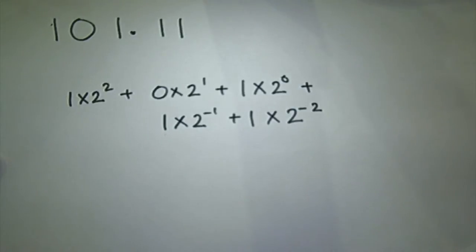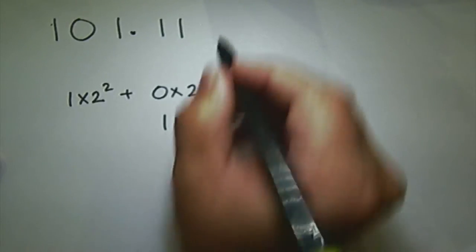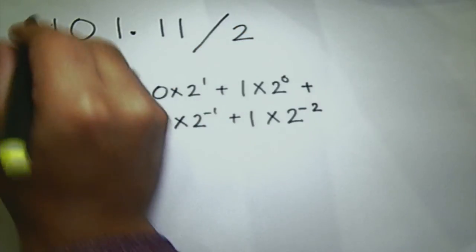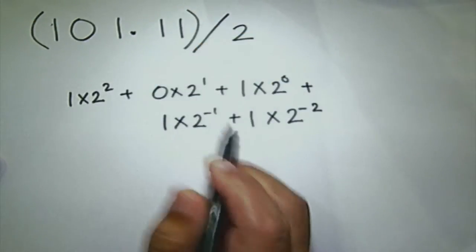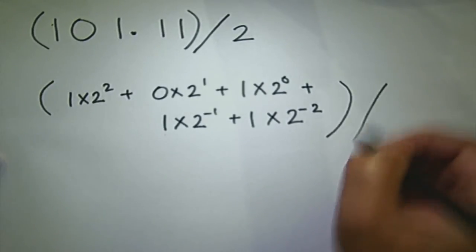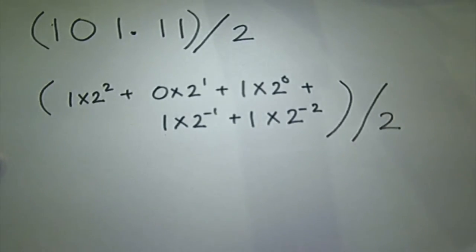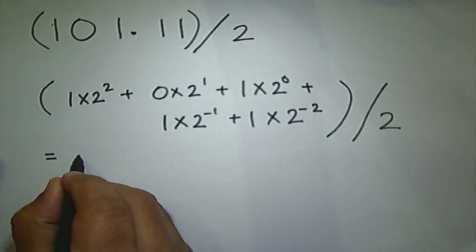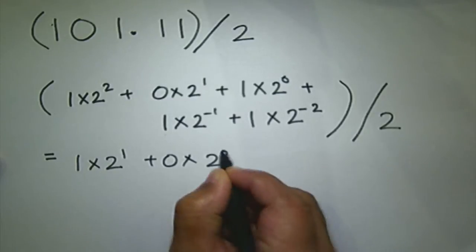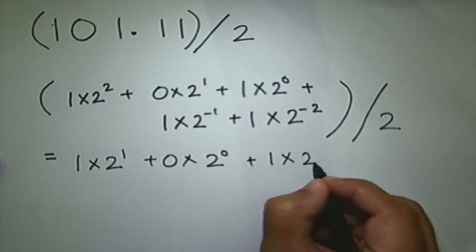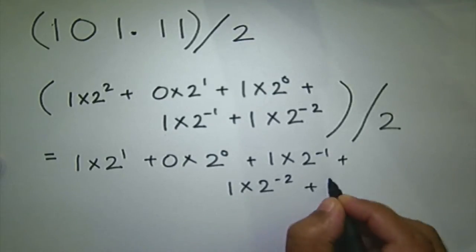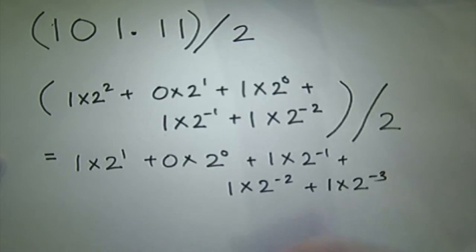Same idea, it's just that the base is 2, right? And now suppose I say I want to divide this by 2. Whatever number this represents, I want to divide that by 2, the whole thing. So what would that be? That would be 1 times 2 raised to 1 plus 0 times 2 raised to 0 plus 1 times 2 raised to minus 1 plus 1 times 2 raised to minus 2 plus 1 times 2 raised to minus 3.